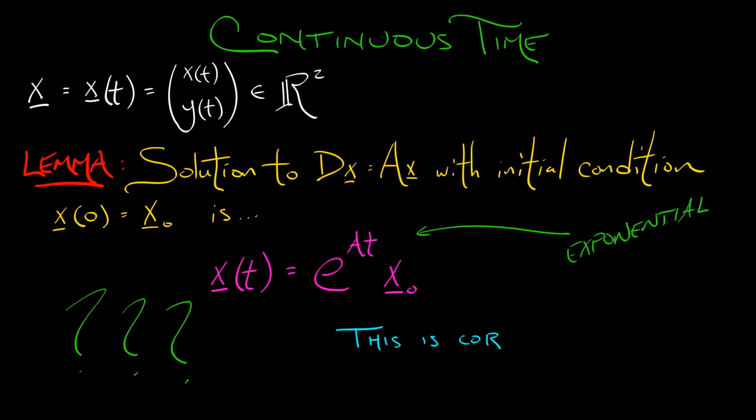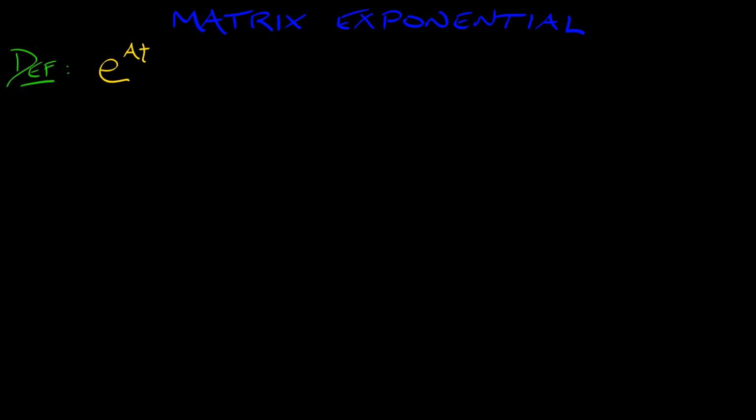this is correct. This does work. And just like our solution in discrete time, this works in all dimensions. There's nothing particular to R² about this. But what does this actually mean? What this means is that it's time to recall your basic calculus, because you know how to exponentiate things, right? Here's the definition of the matrix exponential. e to the At is the sum, as n goes from 0 to infinity, of what?